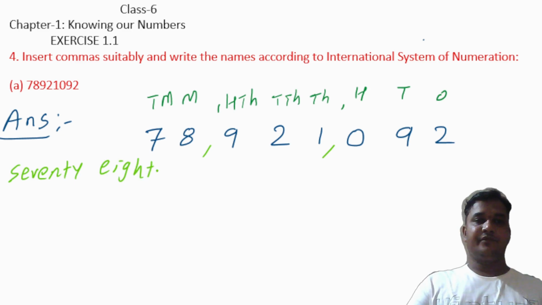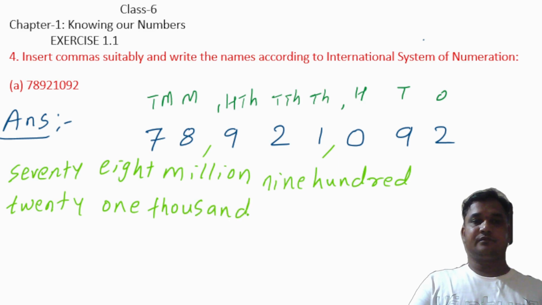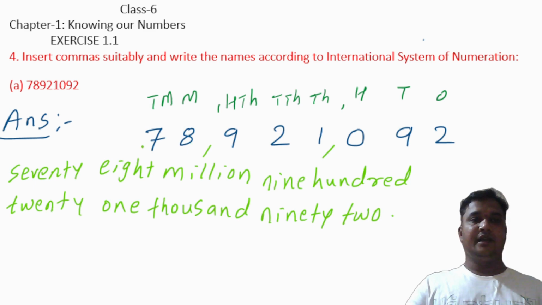78 million, 900, 21,000, because it is in the thousand place. Nothing is there in the hundred place, so directly we can write 92. So this is how to write according to the international system. So this is 78,921,092.